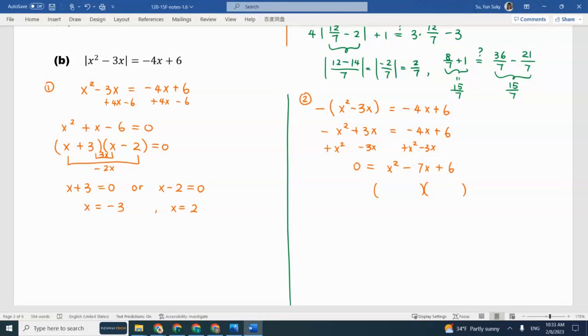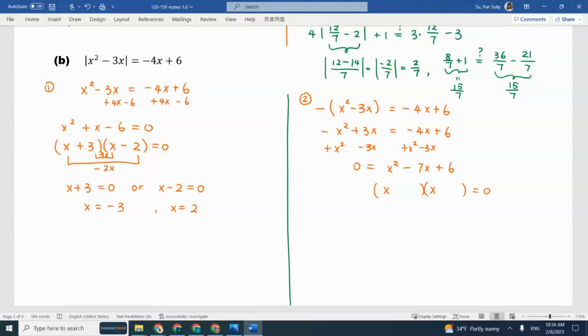Next student. How do we factor them? What are the factors of 6? 3 and 2, and also 1 and 6, right? Which combination gives you 7? Think about 3 and 2. When you add them, 3 plus 2 is 5. When you subtract them, 3 minus 2 is 1. So it won't give you 7, right?